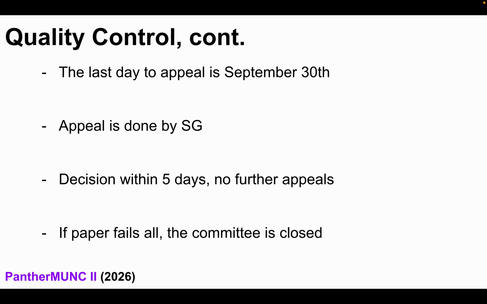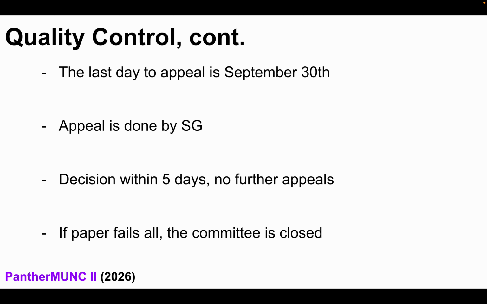So about that final quality control, you'll submit it. And let's say your paper is approved. Okay, it goes live. And let's say it's denied. Okay, well then you can appeal the decision. You have 4 days to appeal the decision, so the last day is September 30th. And the Secretary General, I will do the appeal.